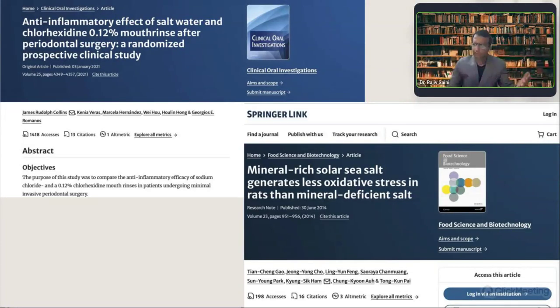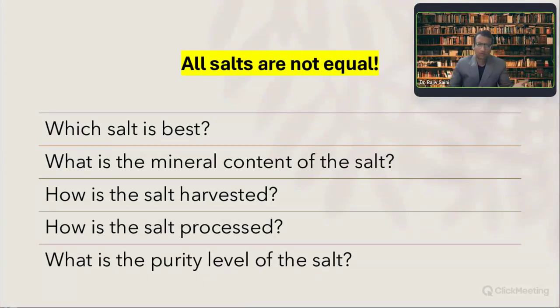I can keep on pulling up research papers, so many that established how it can prevent infection, how a mouth rinse helps in postoperative recovery after dental surgery, and so on. But we also have to keep in mind that all salts are not equal.